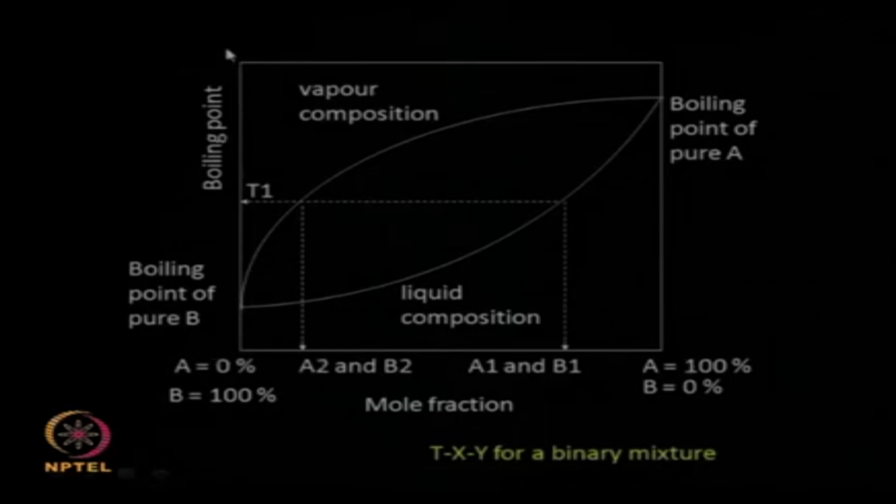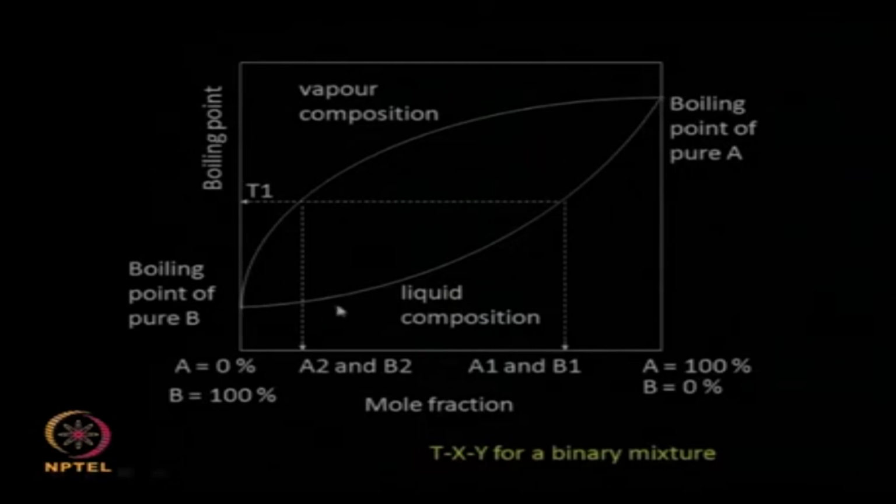And here on the y axis we have the temperature. So you will have one graph corresponding to the vapor composition, another graph corresponding to the liquid composition. So here this corresponds to the boiling point for pure B, this corresponds to the boiling point for pure A, because here you have 100% A, correct. Here you have the 100% A, here you have the 100% B. So this temperature corresponds to boiling point of pure B, this temperature corresponds to the boiling point of pure A.